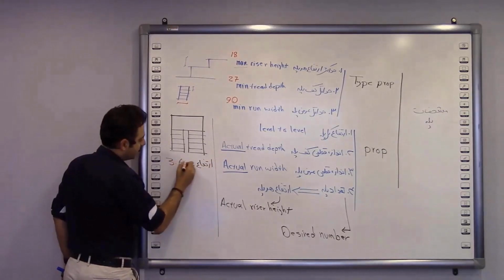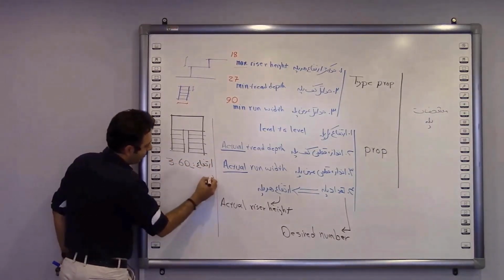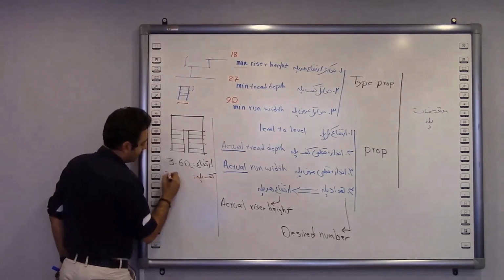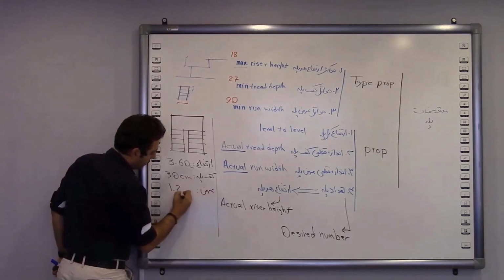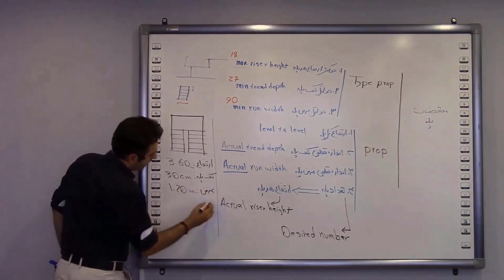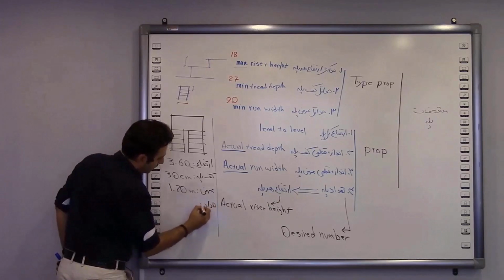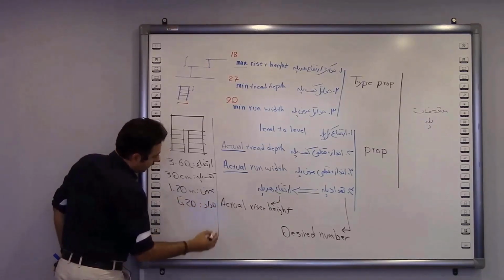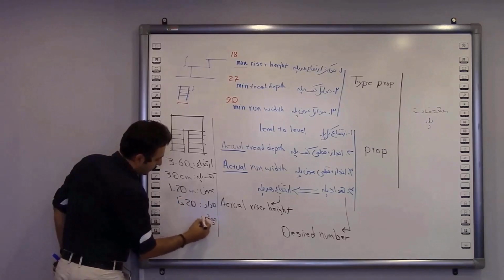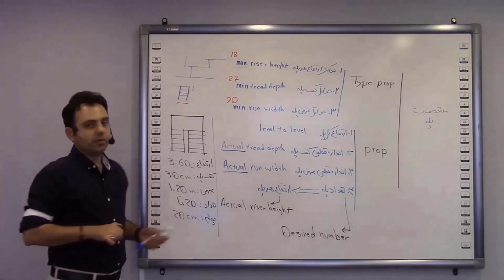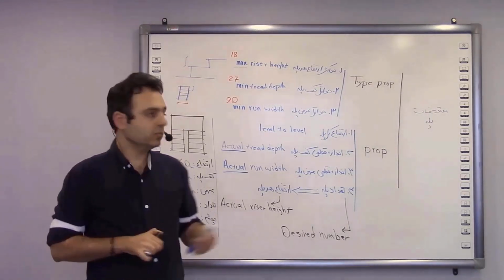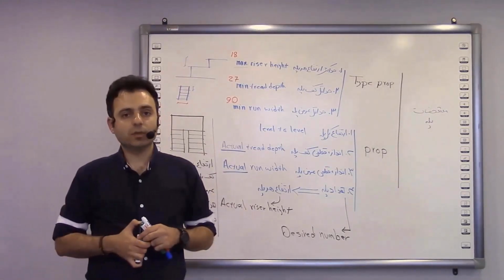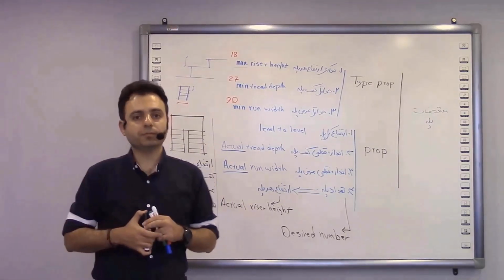The height 3.60, the tread depth 30 centimeters, the run width 1.20. Then we have the desired number of stairs, which is 20. So let's go and draw this and also try some other examples too so that we can understand it in a perfect way. Let's go.